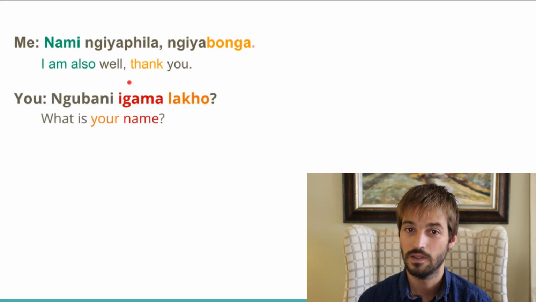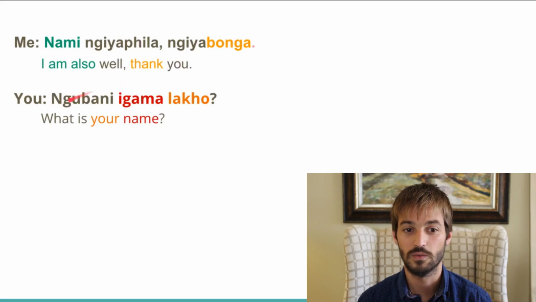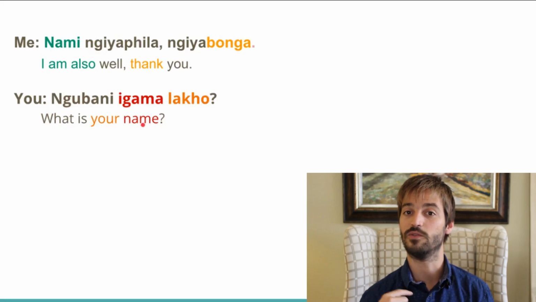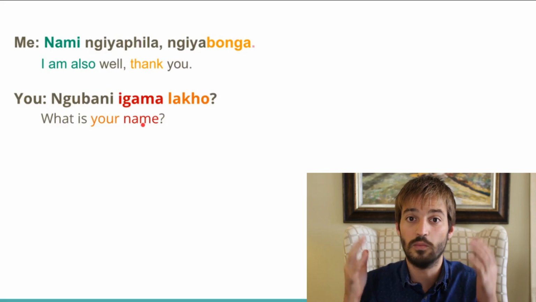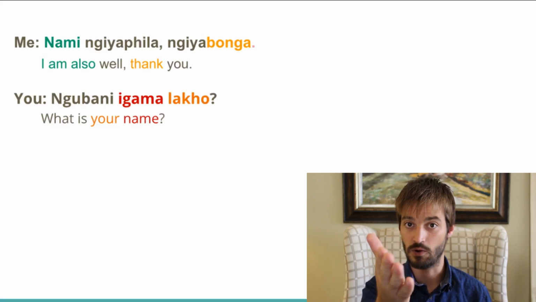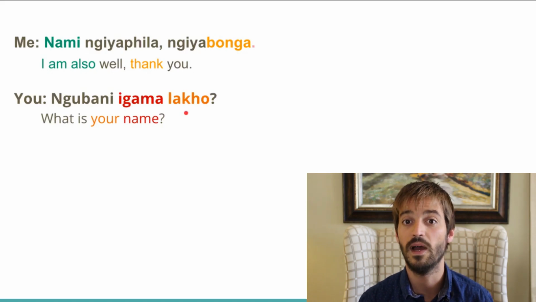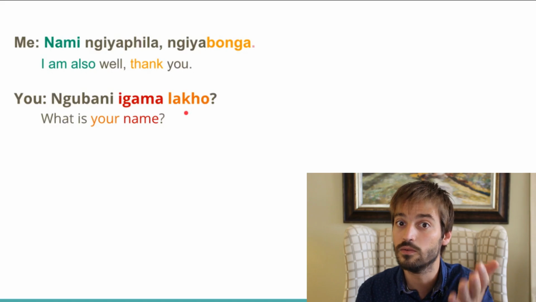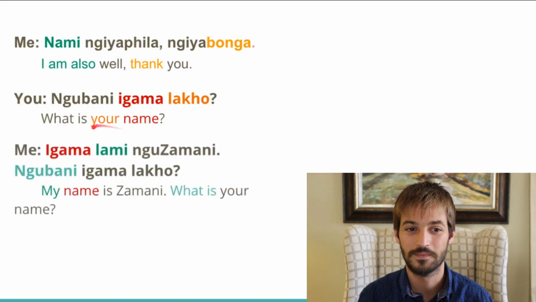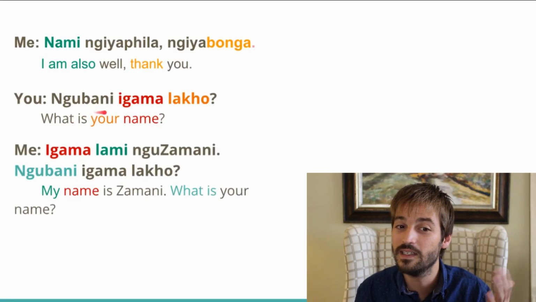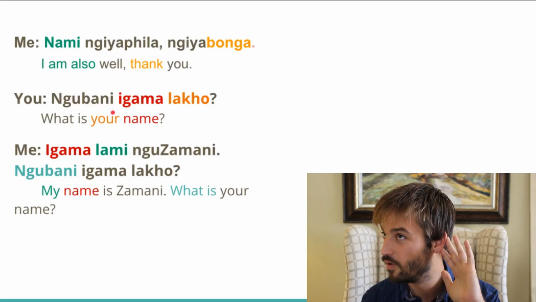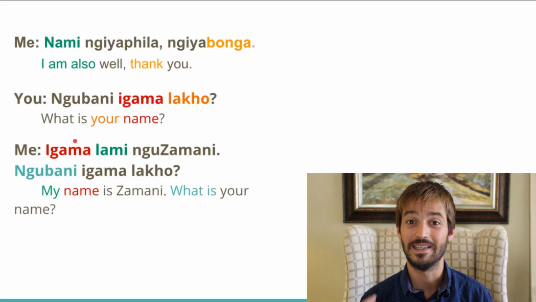Hello, how are you? Next is name. So, what is your name? Ngubani igama lako? Igama, this is my sign for name, little name tag. Ngubani igama lako? Cool. What is your name? You're asking me, actually. Okay, so ask me. Ngubani igama lako? Very good. Igama lami ngu Zamani. Cool. My Zulu name is Zamani.